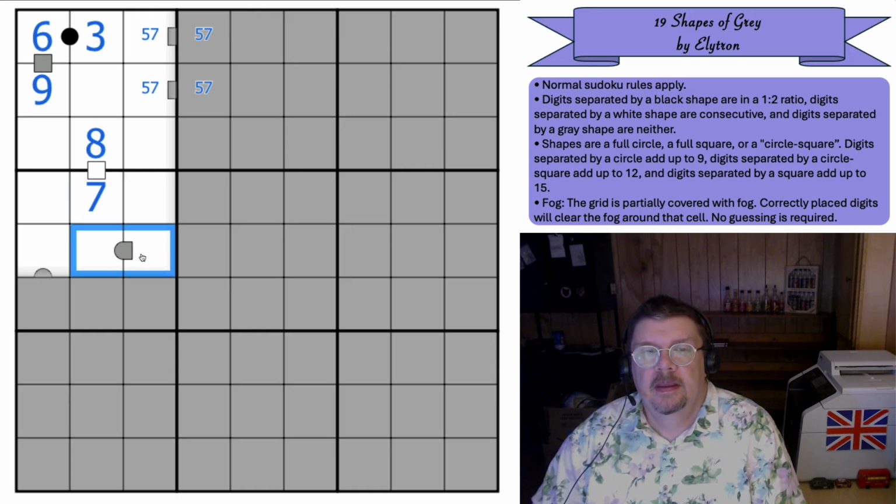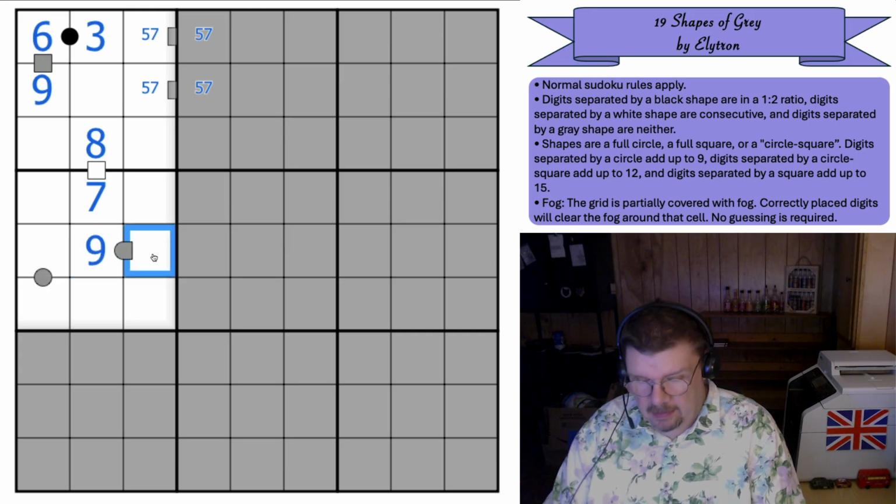Okay. Here we have a square circle which adds to 12. So that can't be 8-4 because one's double the other. It can't be 7-5 because of the 7 in the box. So that must be 9-3, and this 3 tells us the order. That's a 9, that's a 3.